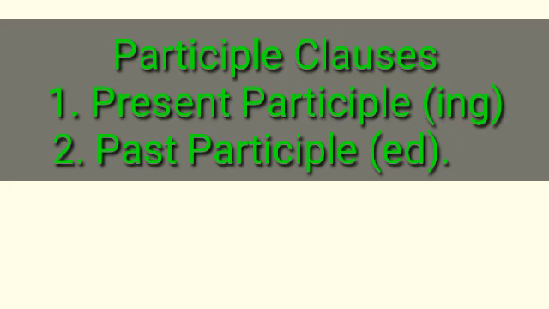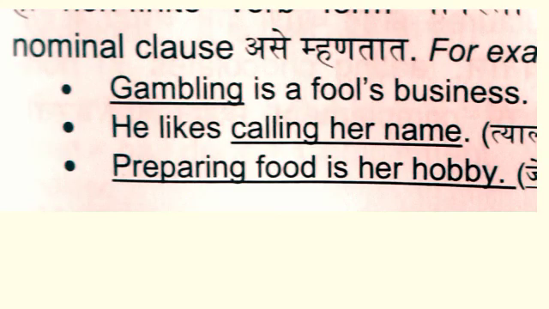Have a look at these examples. Gambling is a fool's business. He likes calling her name. Preparing food is a hobby. I saw her eating chocolates. Seeing is believing. In the sentence, gambling is a fool's business, gambling is a present participle. In the sentence, he likes calling her name, calling her name is a present participle clause.